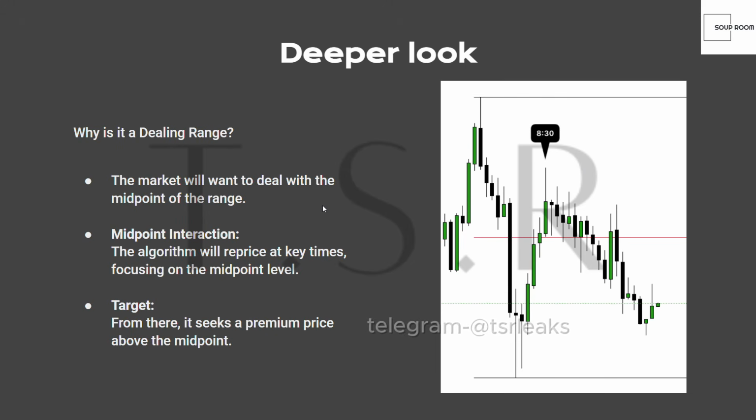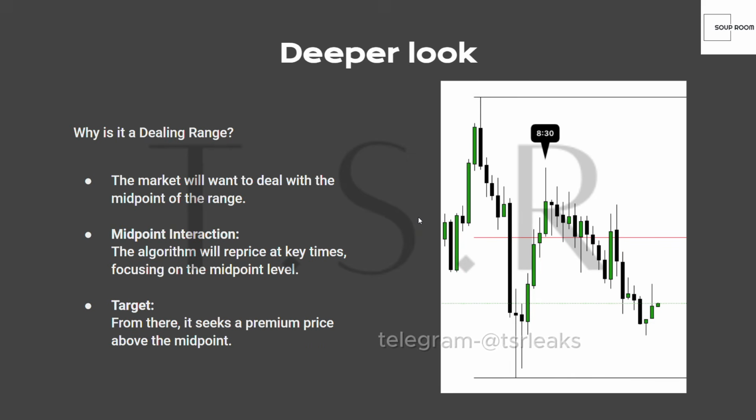So the midpoint interaction, the algorithm will reprice to the midpoint and specific key levels at specific key times. All right, so focusing on the midpoint now rather than the key levels, the algorithm controlling the markets will push prices towards the midpoint at specific times. What does this mean? This means that you can catch an expansion leg towards the midpoint at a specific time. This also means that at that specific time, we can be hitting a key level to see a reversal on the lower time frame.